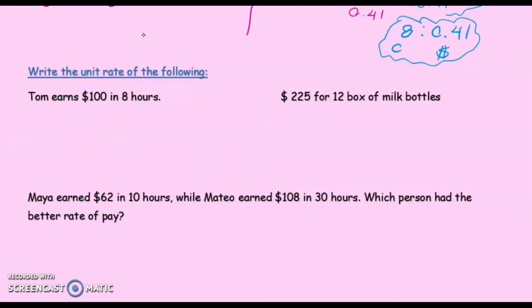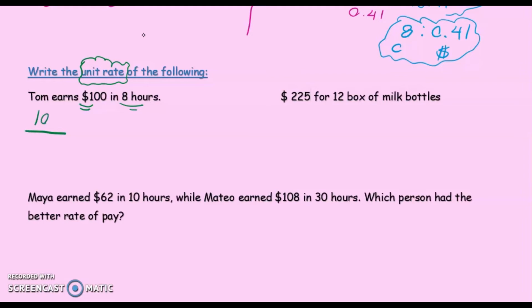The question in the exam could be in terms of unit rate. Okay? The question asks, write the unit rate of the following. Tom earns $100 in 8 hours. You know that a rate happens when you are comparing two quantities with different units. Here we have dollars and here is hours. So again it would be the same as a ratio, but with different units.